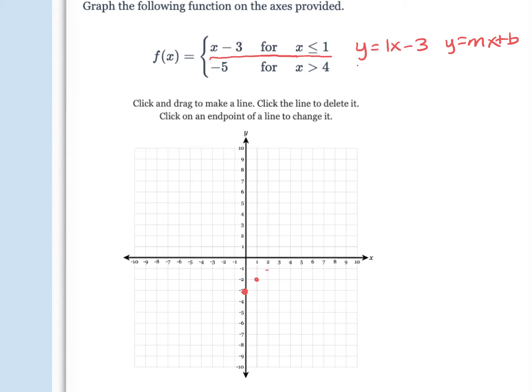Now it's important to know that with piecewise, it's nice to be able to erase. If you're doing it digitally, you have to think a little bit farther ahead. So I know that this is defined on the domain of x's that are less than 1. So I'm just going to draw the entire line. I will be erasing most of it.